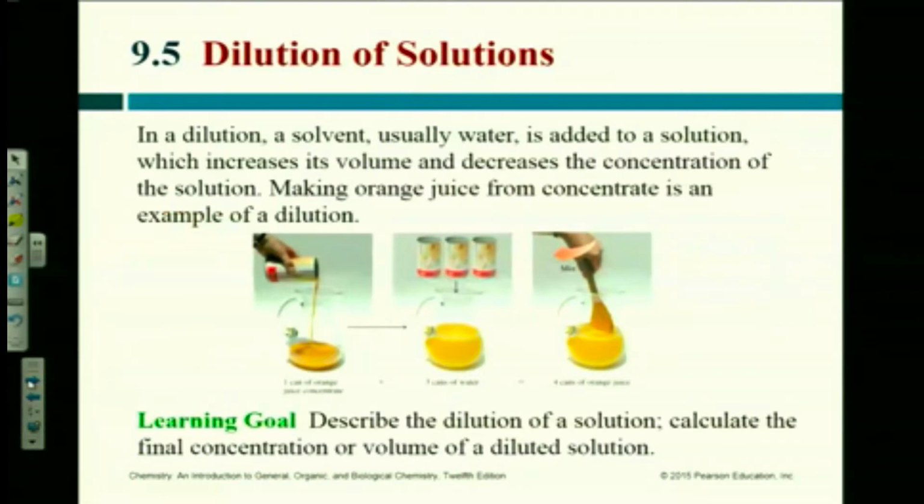Now, the next section is dilutions. And I tell all my students, come on, give me another slide. I just inserted 3 slides because I'm not going to go on the slides.